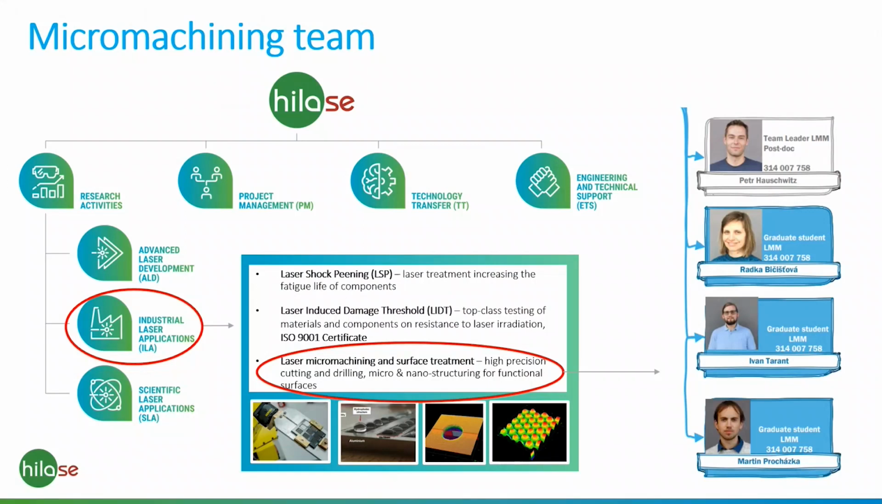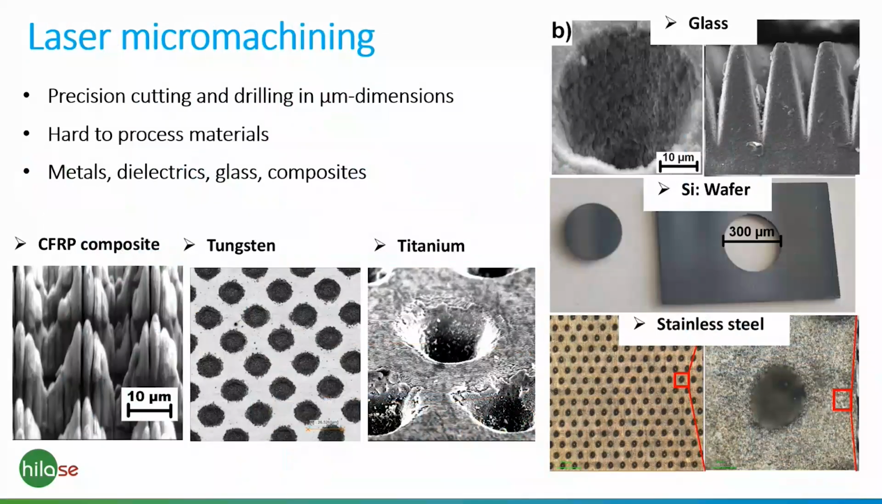I guess I don't have to introduce you to HiLASE Center. But if you look into HiLASE structure, where is the micromachining team, you can find us in the industrial laser application team, and we are one of three main application teams there. Here you can see my team. It's 3 postdocs and 2 undergraduate students, which are not shown here. So quite a small team.